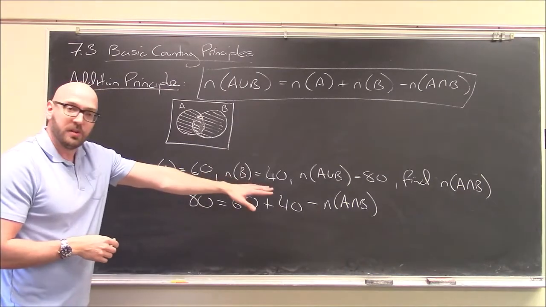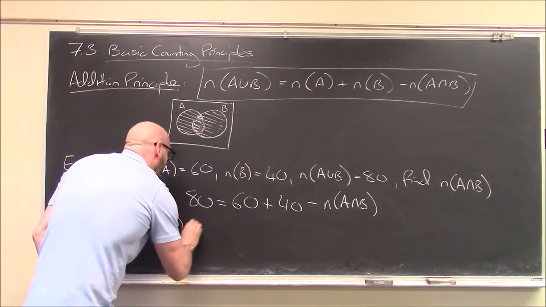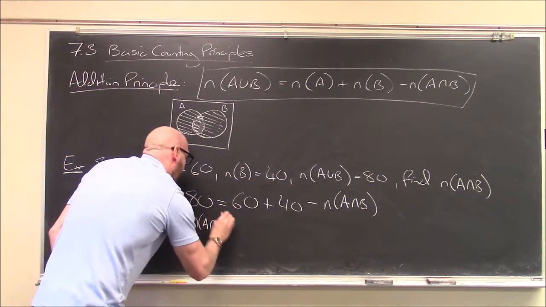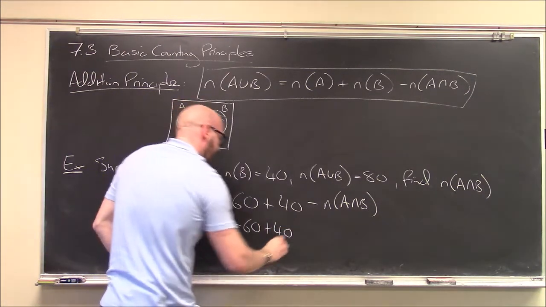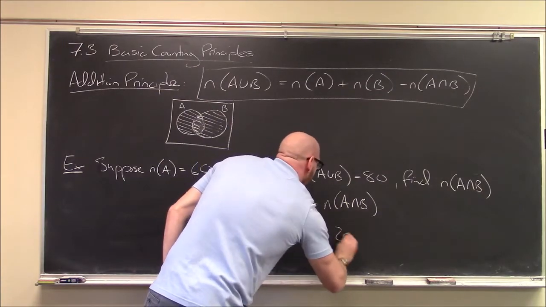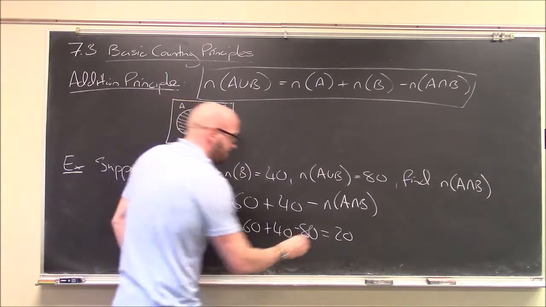So all I have to do now is solve for the number of elements in the intersection. Number of elements in the intersection is 60 plus 40 minus 80, which is 100 minus 80, or 20.